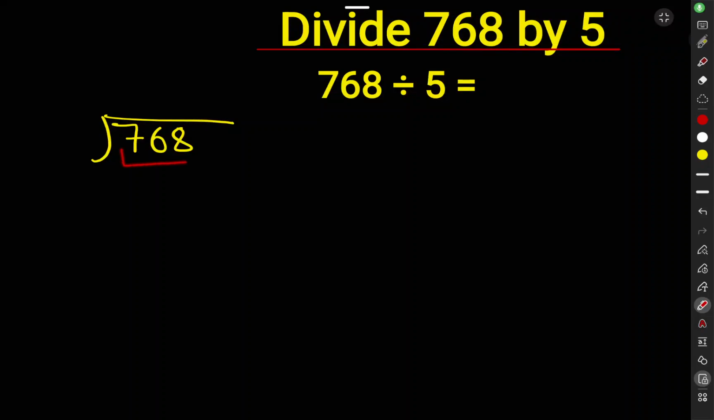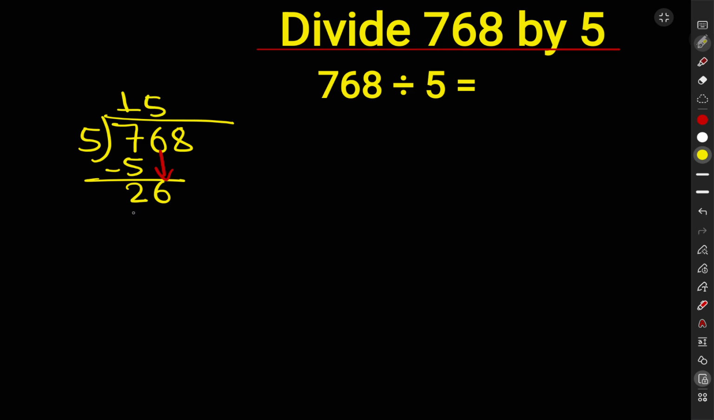Divide 768 by 5 in a long division method. 5 times 1 is 5. On subtracting, we get 2. So now we put down this 6 and it is 26.